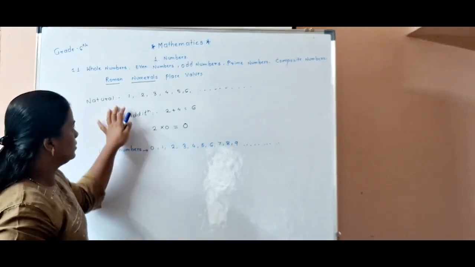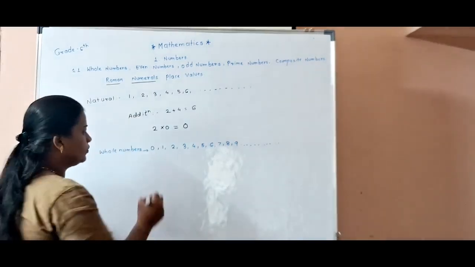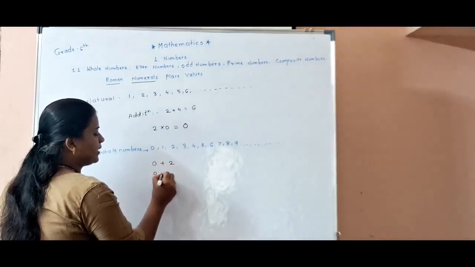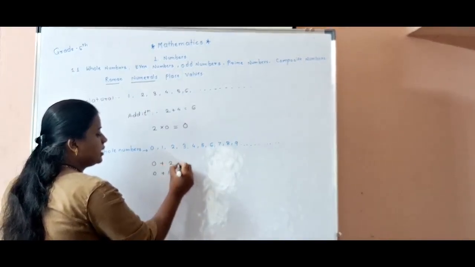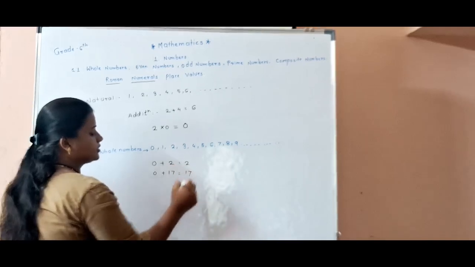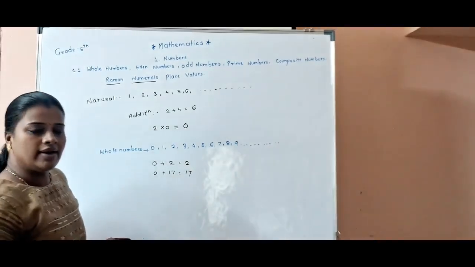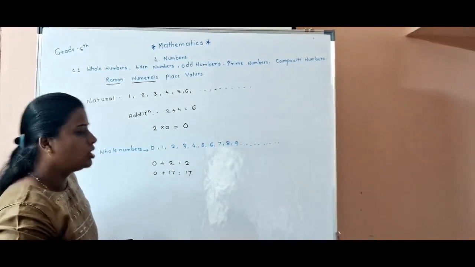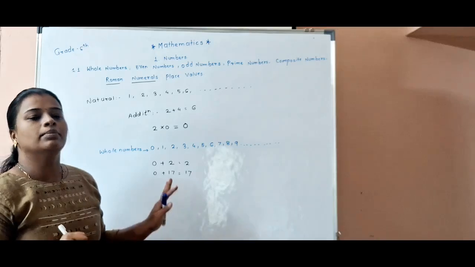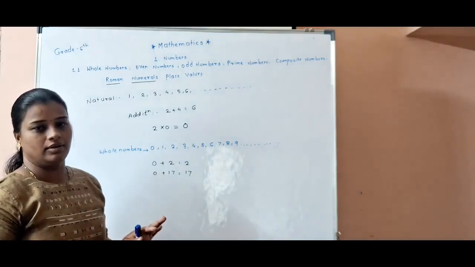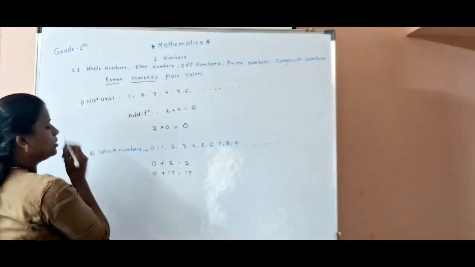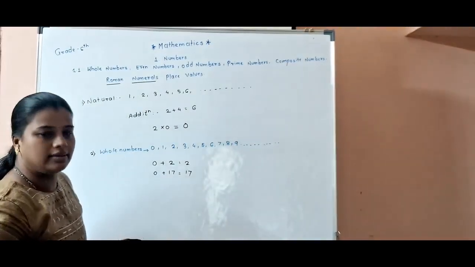Same as natural numbers, addition of 0 with anything, 0 with 2, 0 with 5, 0 with 17, will give the number itself. Whatever number is there, if we add it to 0, we get the same number back again. These are a few rules you have to remember for natural numbers and whole numbers.